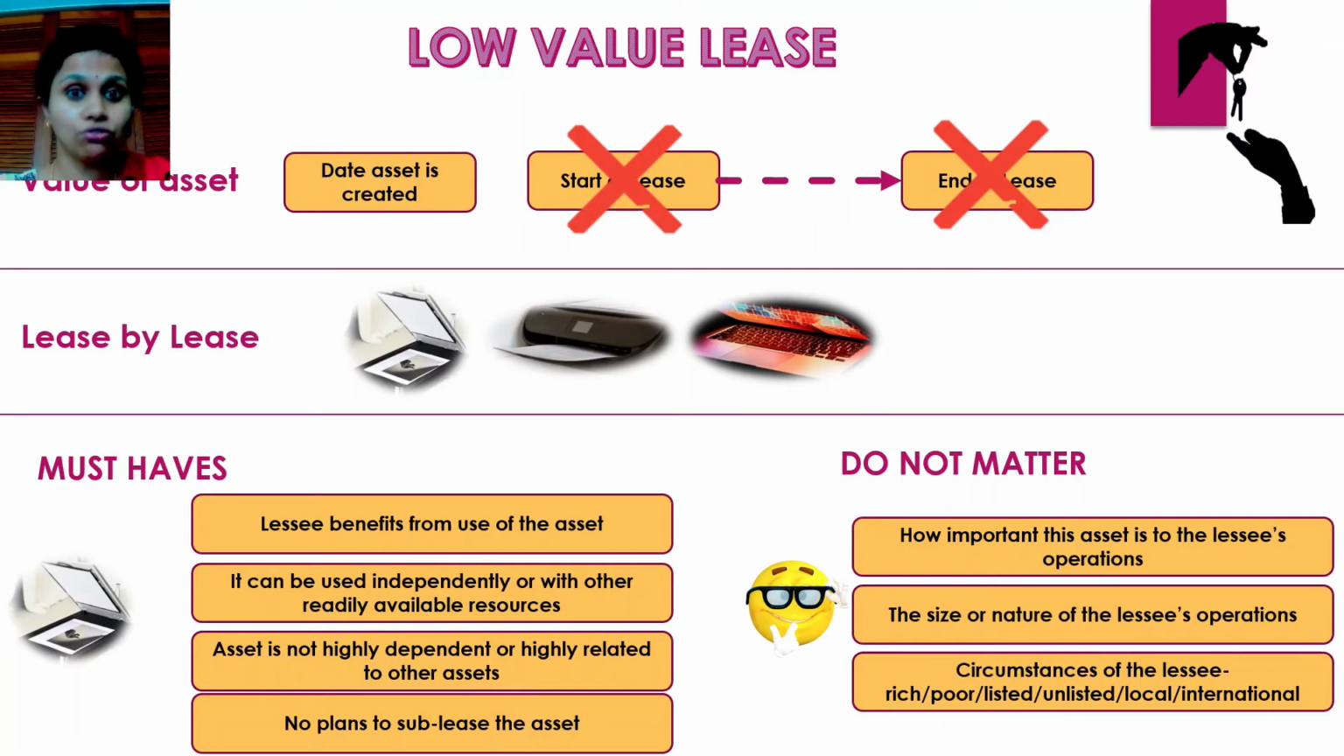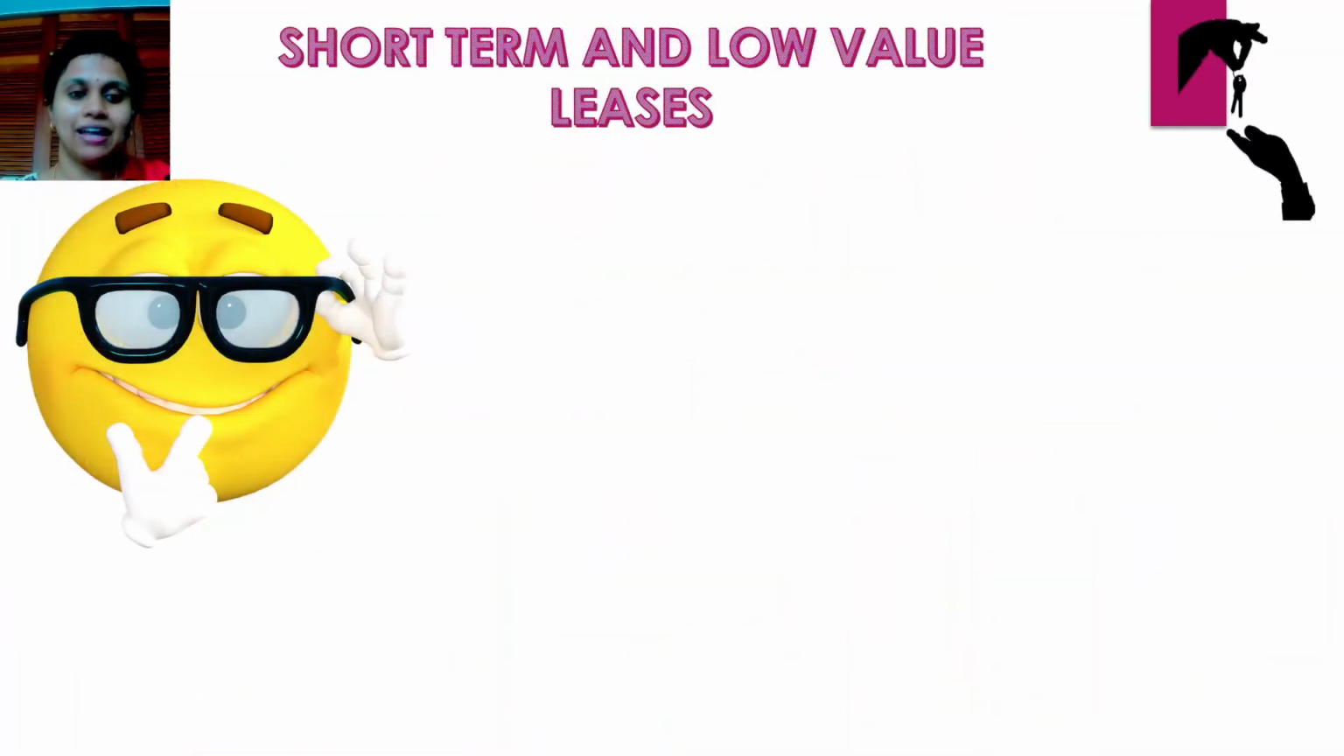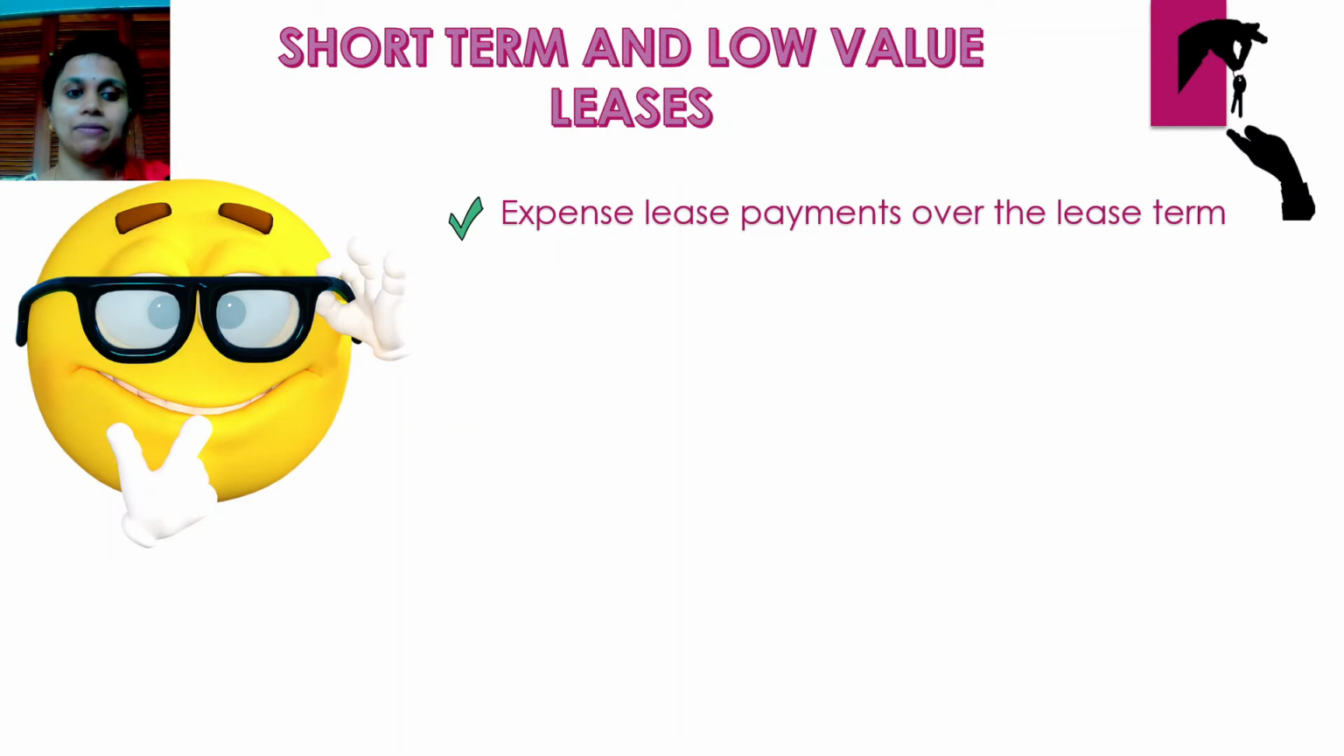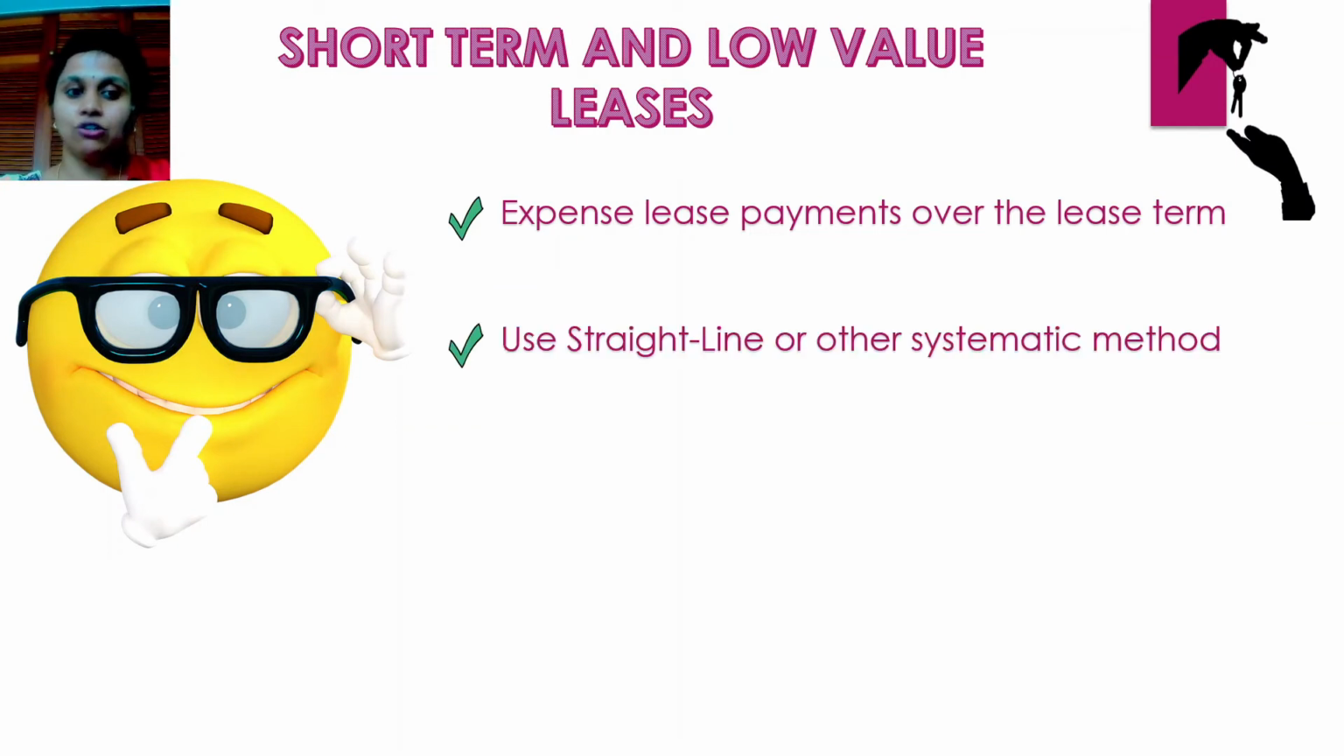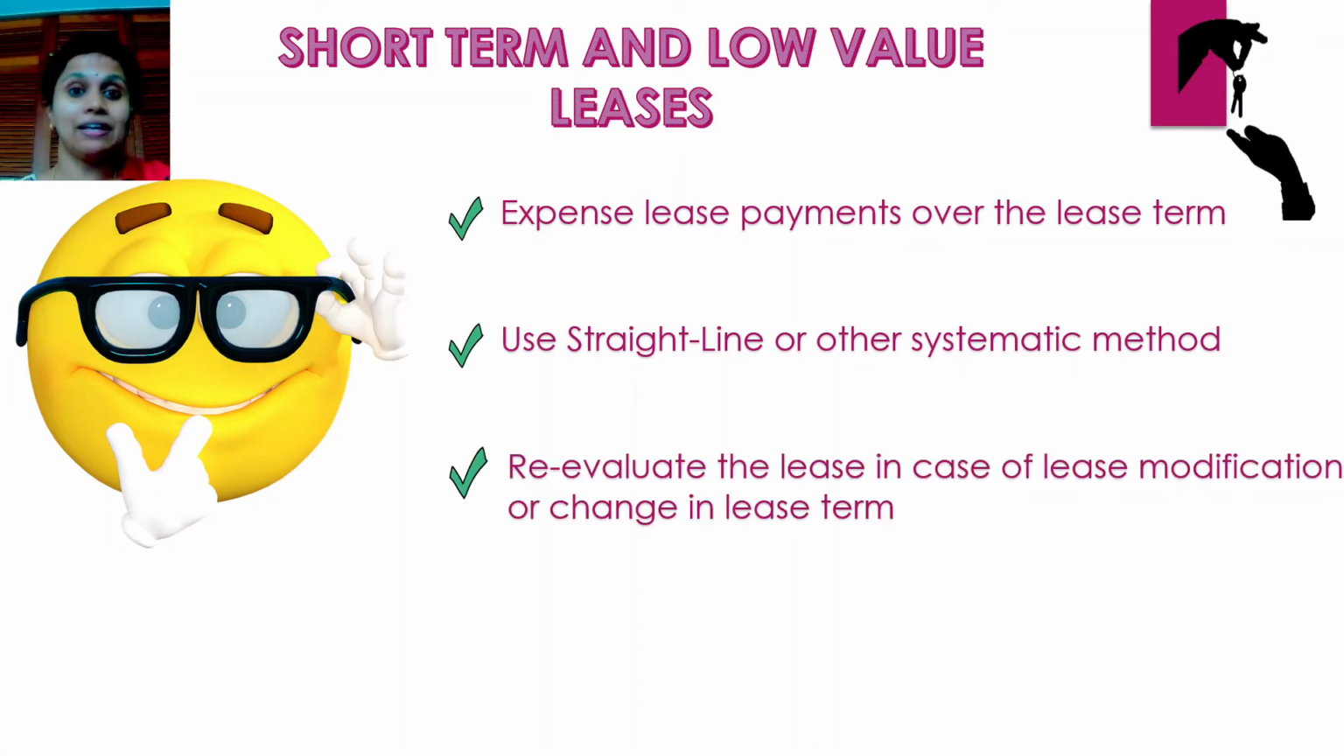If he decides not to apply IFRS 16, then all the lease payments should be expensed out in the profit and loss account. The lessee can use straight line method or any other systematic method to expense these out. But if there is any modification in the lease or any change in the lease term, the lessee needs to consider it as a new lease and reassess whether the conditions of short term and low value apply or not. Right? So, we are at the end of this topic as well.